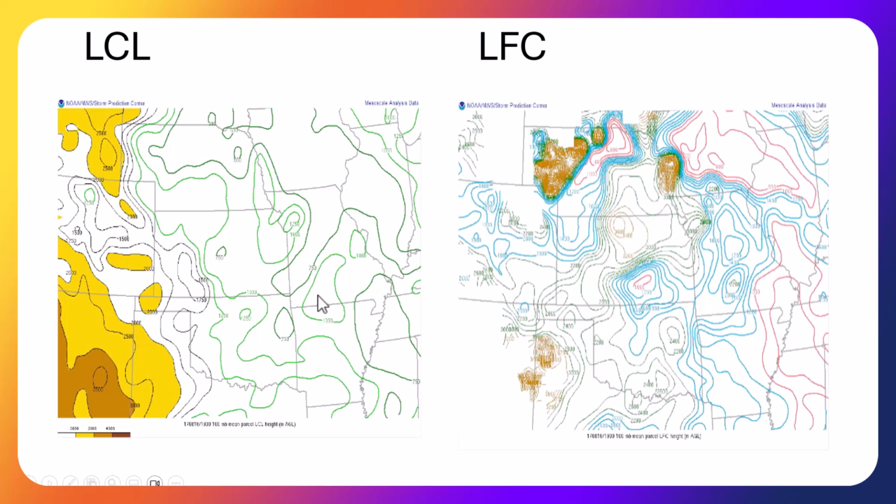This is kind of what those maps look like, just introducing what these maps look like. You can view all these maps on the mesoscale analysis data page of the NOAA National Weather Service website. It's all free. It's all public information.